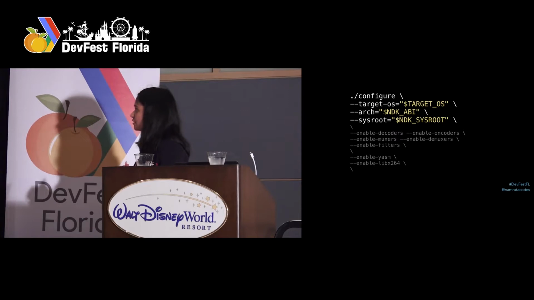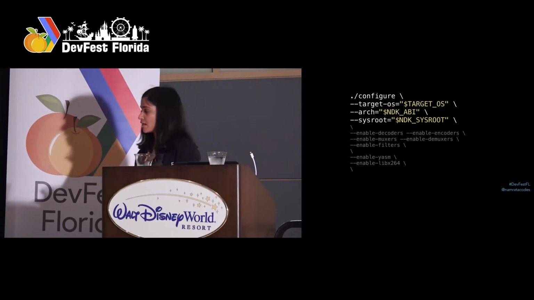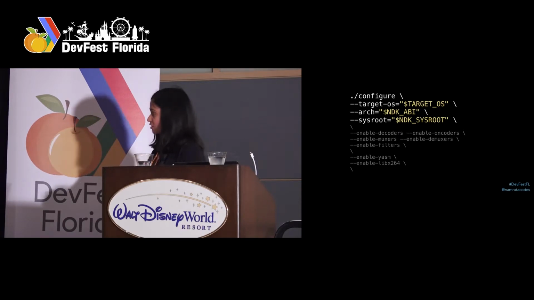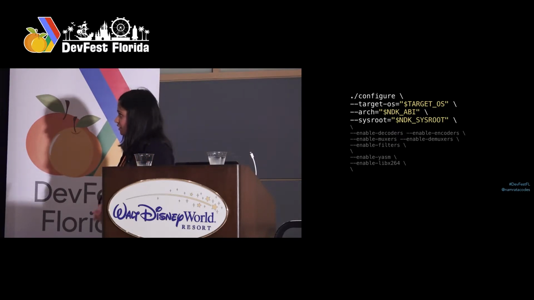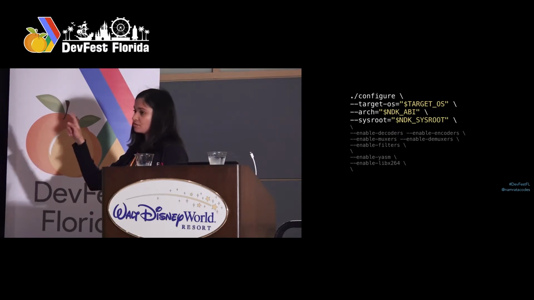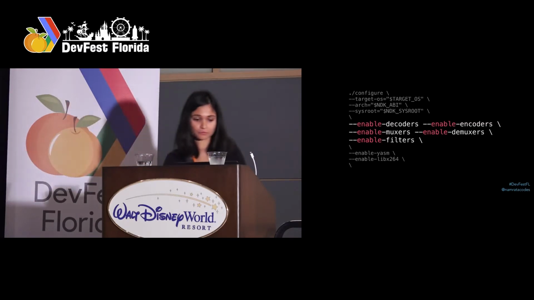So the first thing that's defined here are some environment variables for your build environment. So the target OS for Android would be Linux, and Arch just defines the architecture that you're compiling it for. So it could be x86 or ARM. And then you also define the directory where your NDK resides with the sysroot environment variable.